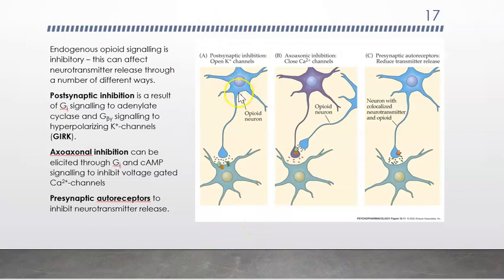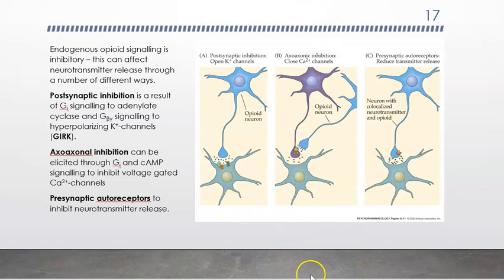So we've got an opioid neuron that's going to release endogenous opioids onto the postsynaptic cell. The postsynaptic cell will have our receptor, and what the receptor is going to do is activate that Gi signaling, and it's going to inhibit the depolarization of the postsynaptic cell because of GIRK. Okay, so that one is because of the type of receptor.